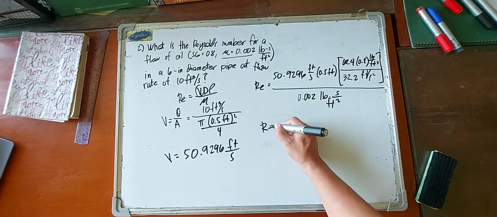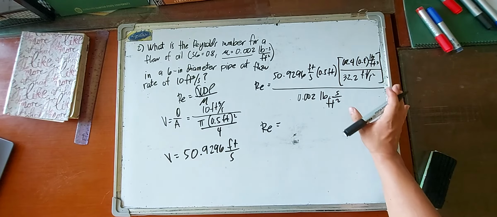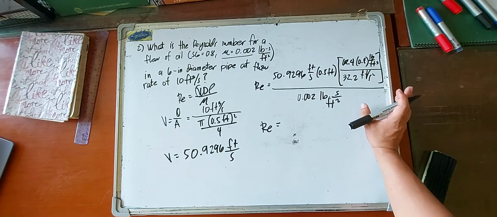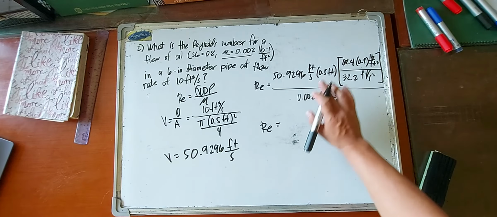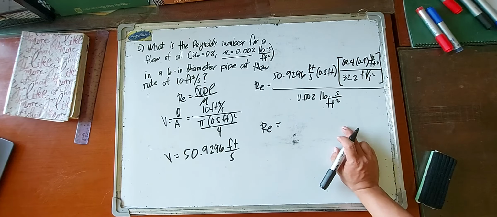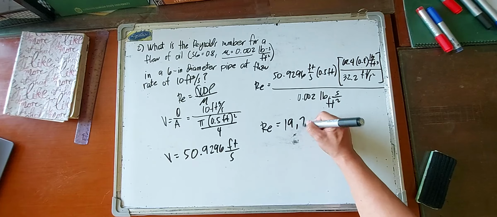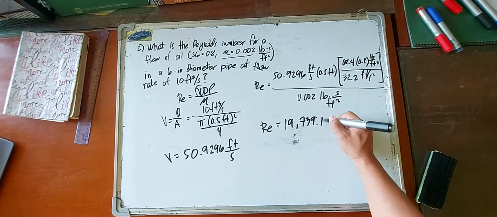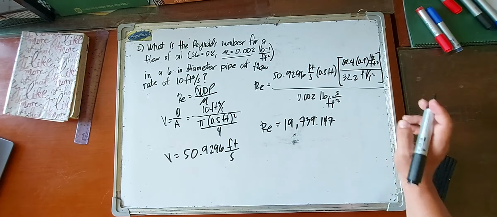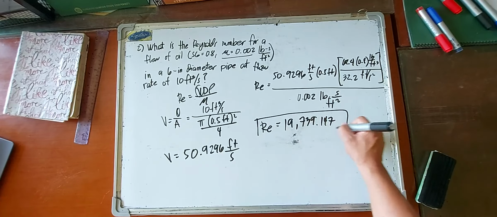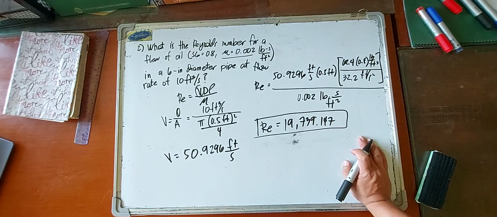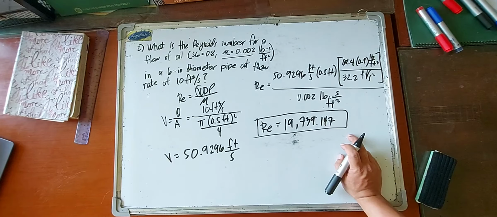So the resulting value, if you look into the dimensions or the units, everything cancels. So we have a unitless quantity that is 19,739.147. Okay, that's the Reynolds number, which means that the flow is still turbulent flow. Okay, so that is number 2.